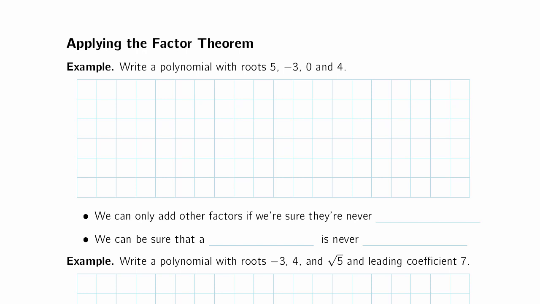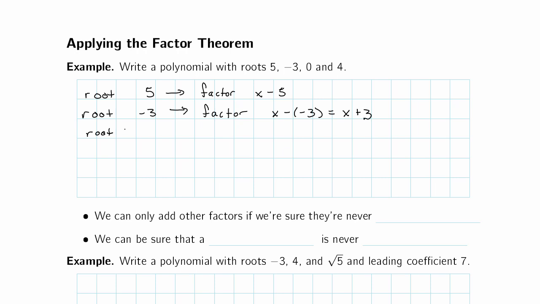Okay, how do we write down a polynomial given its roots? Well, we know that if we have a root, we have a factor. So if we want to write down, for example, a polynomial with roots 5, -3, 0, and 4, well, having a root of 5 means we have a factor x minus 5. A root of -3 means we have a factor x minus -3, which we usually write as just x plus 3.